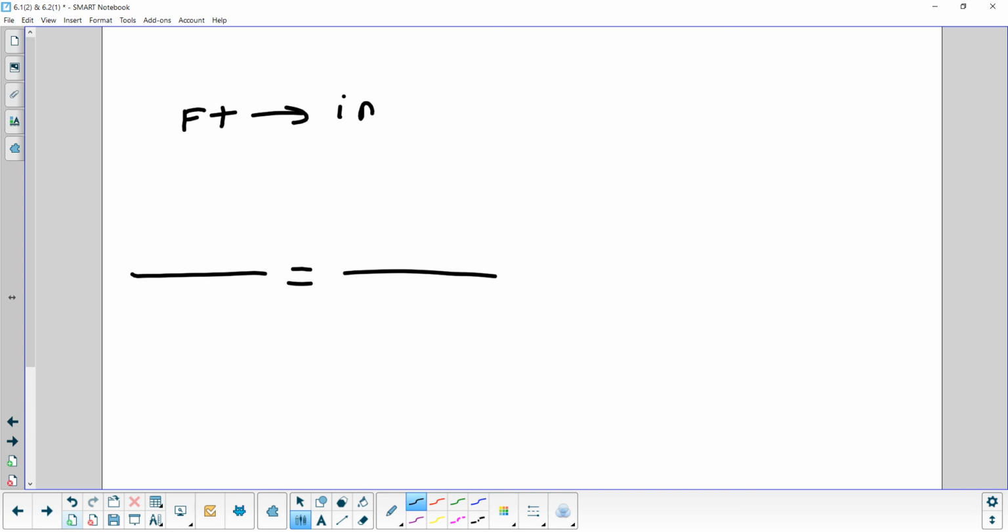It can be any fact. I'd prefer a simple fact, but yep. 1 foot is 12 inches. Now, let's say I wanted to convert 8 feet to inches. All I'd have to do is put 8 feet on this side, put inches on that side, and I can cross multiply and figure out the answer.